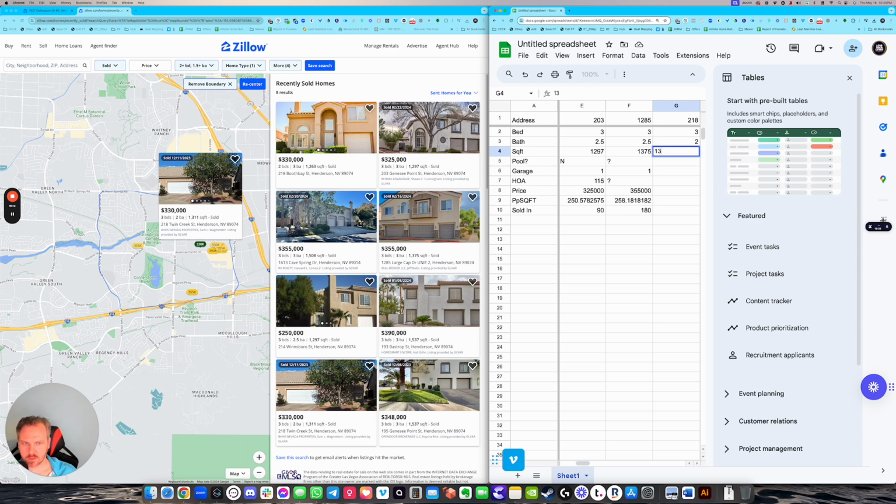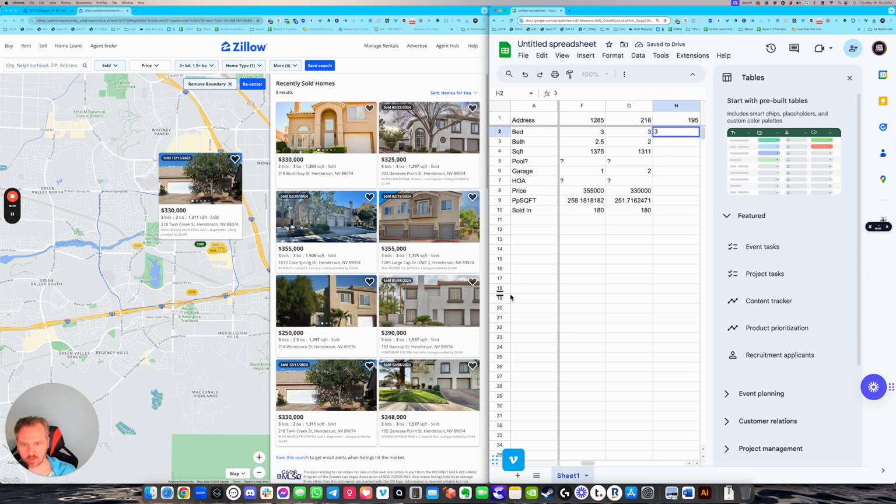And 1311 square feet. Again, I'm going to go with that on the pool. That looks like it's a 2-car garage off just the picture there. HOA. 330,000. 180. And the last one is 195.